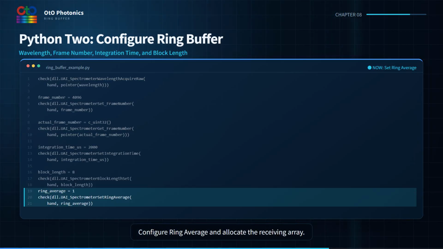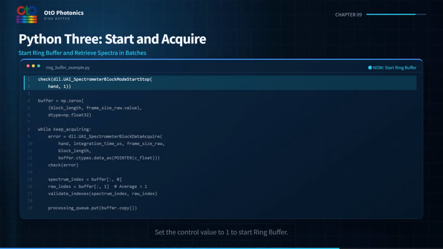If averaging is required, configure ring average. Otherwise, keep average equal to 1. Finally, allocate a receiving array with the correct dimensions based on block length, average, and frame size. After all parameters are ready, set the block mode start-stop control value to 1 to start ring buffer.